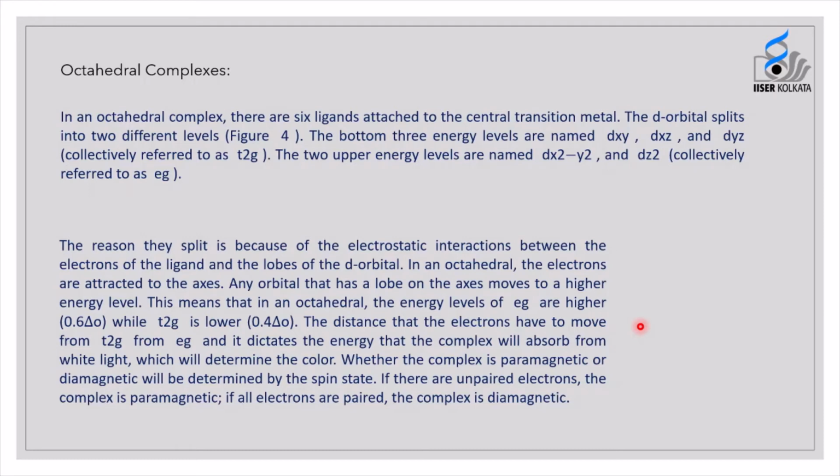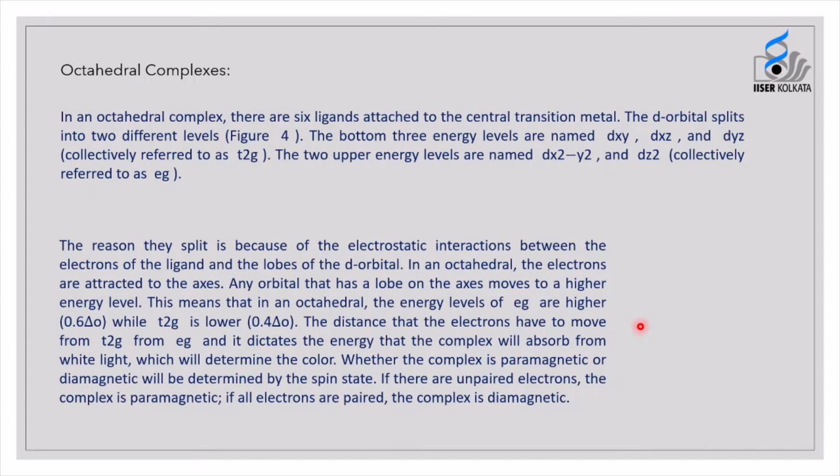The reason they split is because of the electrostatic interaction between the electrons of the ligand and the lobes of the d orbital. In an octahedral complex, the electrons are attracted to the axis. Any orbital that has a lobe on the axis moves to a higher energy level. This means that in an octahedral complex, the energy levels of eg are higher, 0.6 times the energy gap between the orbitals, while t2g is lower, 0.4 times the energy gap.